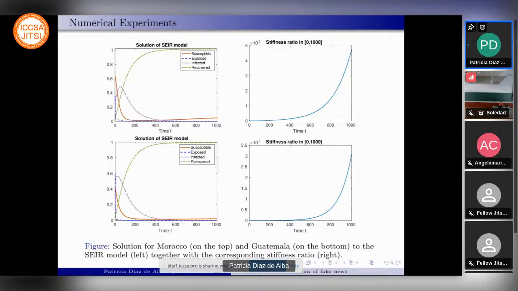So we can affirm from these numerical examples that the bigger the stiffness ratio is, the bigger is the number of infected population, and the diffusion of fake news happens earlier in time with respect to Morocco in this case, which has a smaller stiffness ratio.